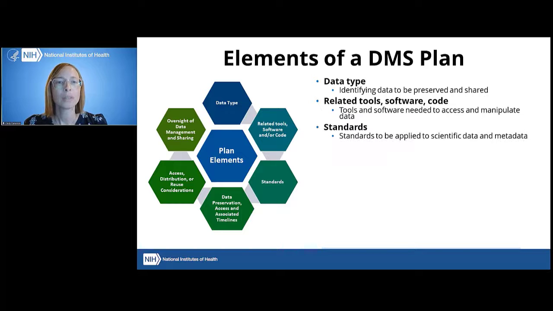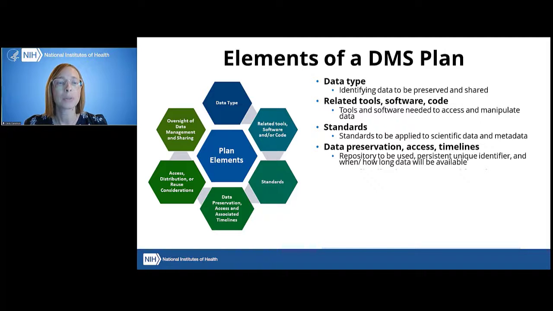Next, standards. This is where you'll describe what common data standards will be applied to your scientific data and metadata to enable interoperability of datasets. Next, data preservation, access, and associated timelines. This element is where you'll indicate your plans to preserve data and provide access to shared data, including timelines. This includes the name of the repository or repositories you propose to use to archive your scientific data and metadata, whether persistent unique identifiers will be used to facilitate findability and accessibility of shared data, and when and for how long shared data will be available.